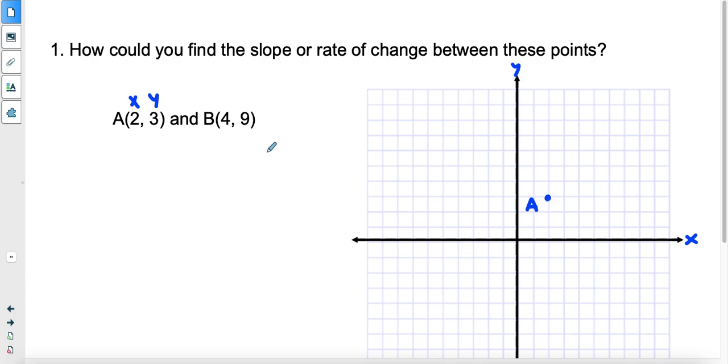To plot my next point, 4, 9, I'm going to go to where x is equal to 4, and then go up to where y is equal to 9. Now, to find the slope, or the rate of change between these 2 points, I'm going to connect these 2 points with a line.